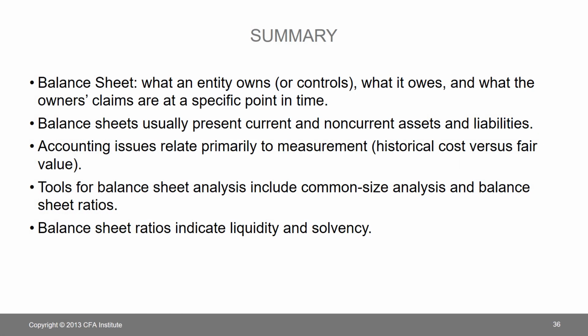That was it for chapter 5. Thank you very much for listening. In this chapter we looked at the balance sheet, we looked at the presentation of balance sheets and the classification of current and non-current assets and liabilities. We looked at accounting issues that relate primarily to measurements of balance sheet items, so historical costs versus fair value principles. We looked at tools for balance sheet analysis, including the common size analysis and the balance sheet ratios, liquidity ratios, and solvency ratios.